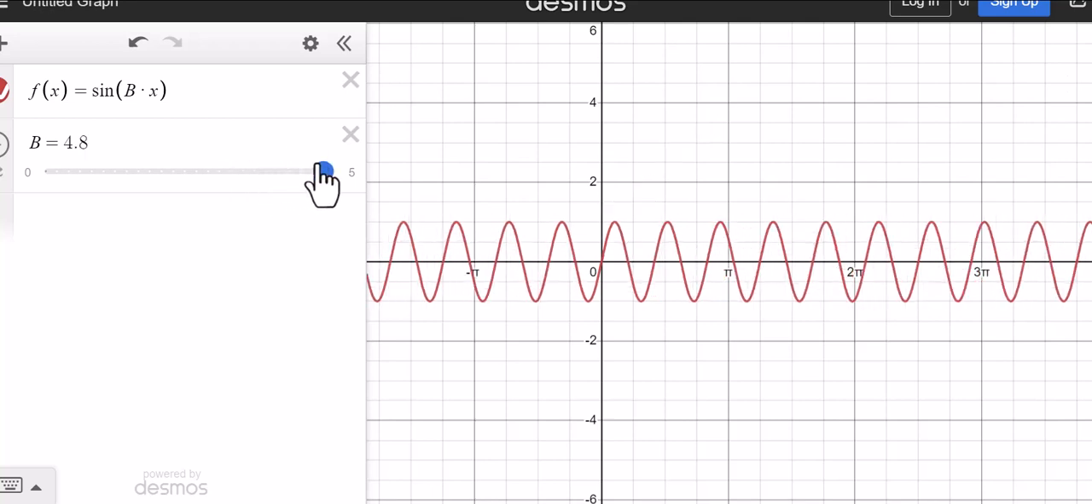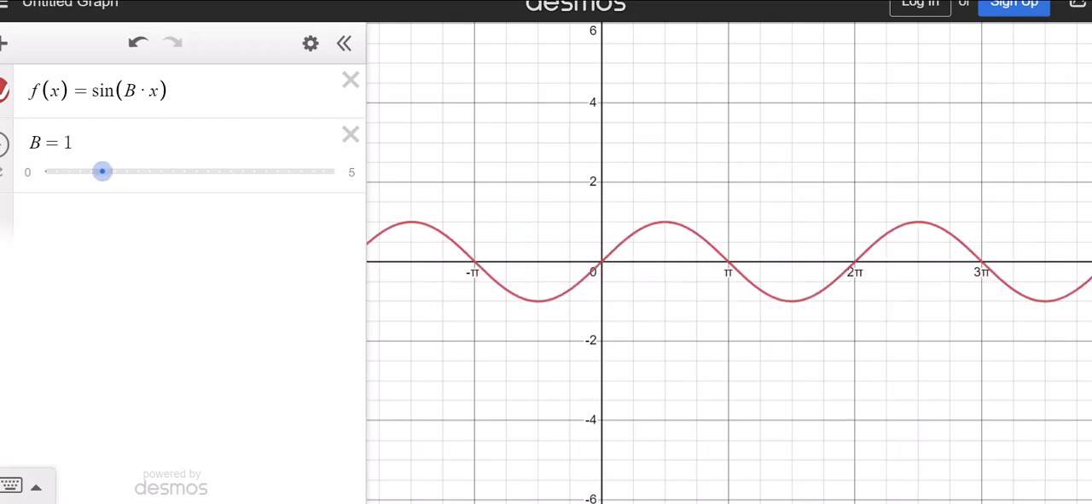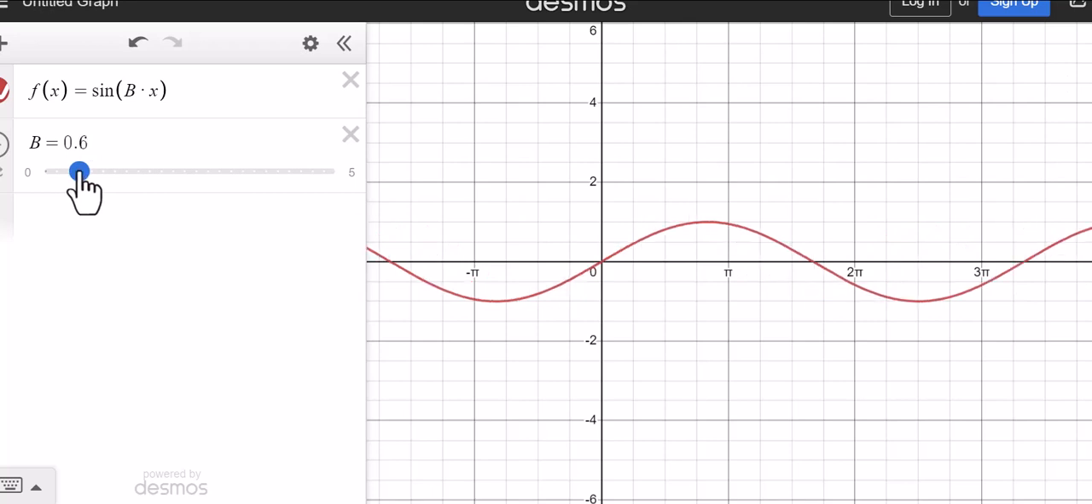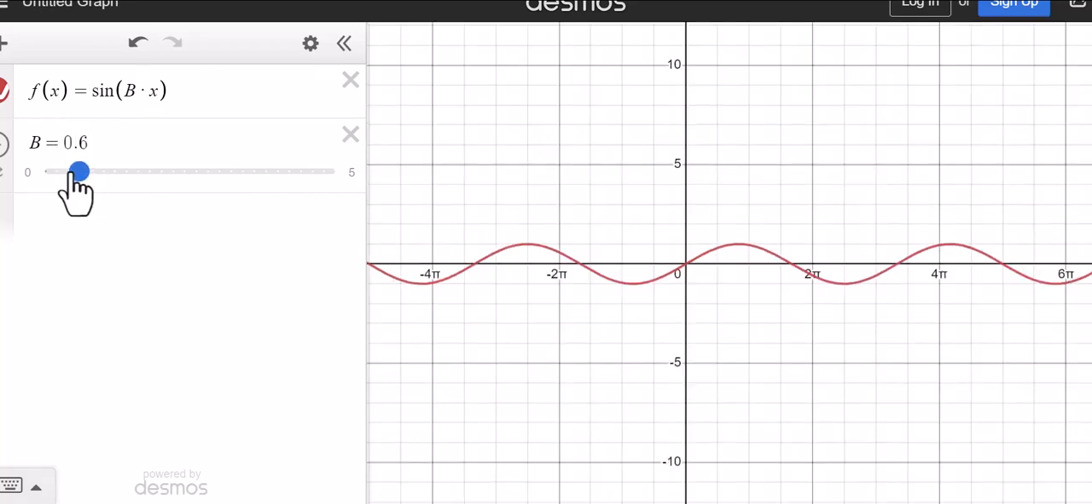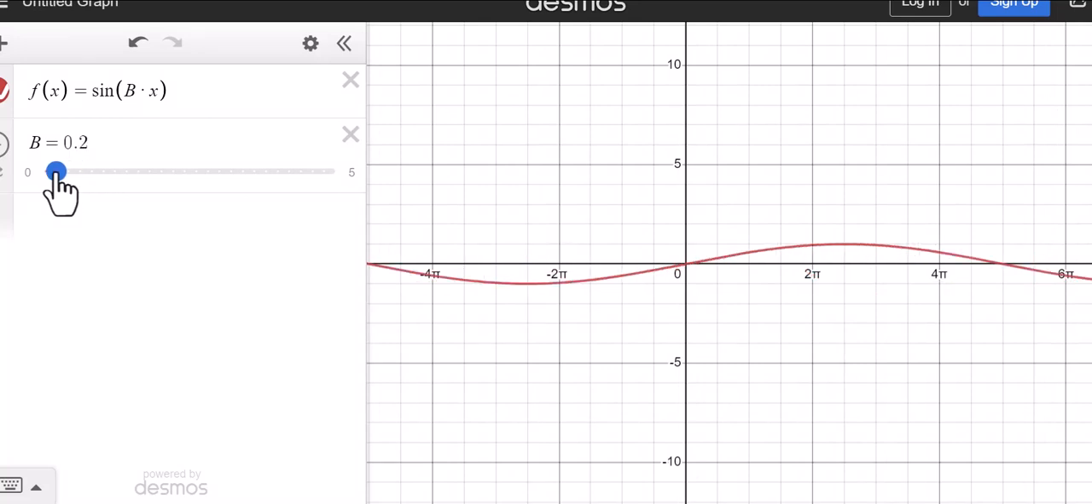And so forth. This should remind you of a spring being compressed. Here we are back to its neutral point. Note what happens to the period as b becomes smaller. Notice how this period is longer. It should be reminding you of a spring that's being unwound.